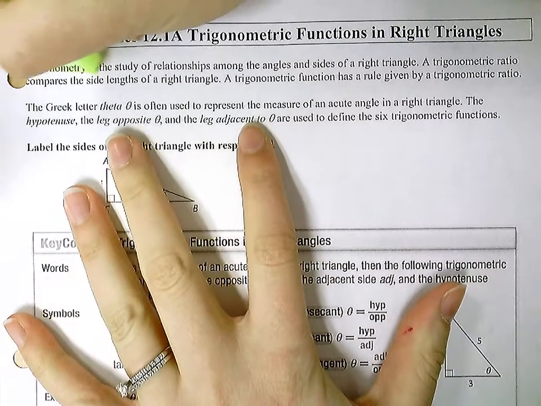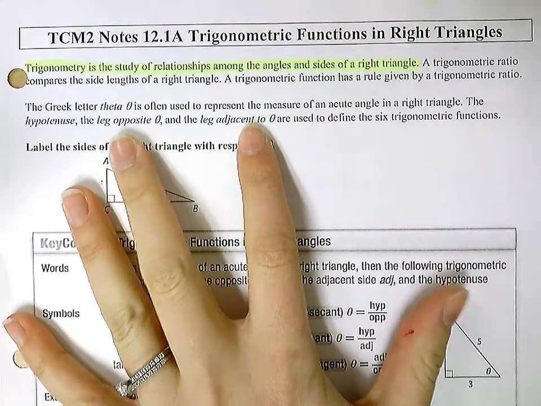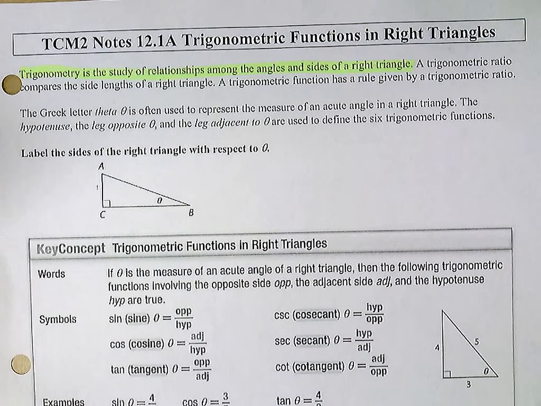Trigonometry is the study of relationships among the angles and sides of a right triangle. So you can use trig to find sides and angles in right triangles. A trigonometric ratio compares the side lengths of a right triangle. A trig function has a rule given by a trig ratio.